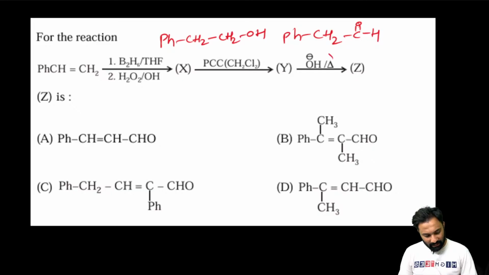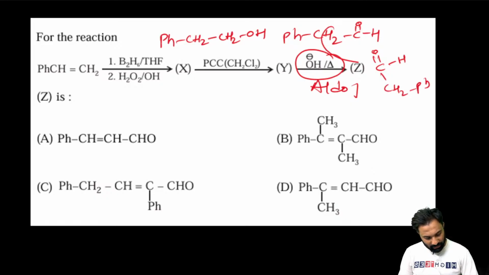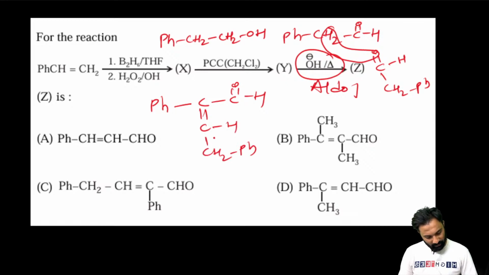Now this aldehyde upon OH minus, heating, means nothing but aldol condensation. Aldol condensation, what do we have to do? 2 moles you have to consider. You remove the 2 hydrogens and 1 oxygen from here. Just you add. Then it will become Ph, here the C double bond C, and here it is an aldehyde. Right? Here it is H, here it is CH2, and here it is Ph. That one will be in option number C. Option number C. Right?